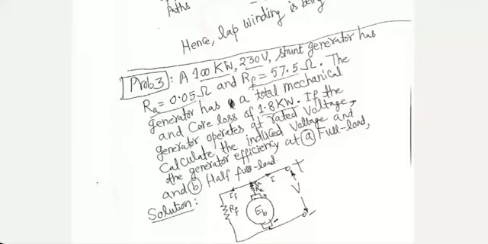Fine. On top of it, remember, there will be copper loss: IF squared RF plus IA squared RA. Then only you will get the total loss in the machine. If the generator operates at rated voltage, which is 230 volt, calculate the induced voltage. Induced voltage, induced EMF, back EMF, no load voltage, these are various words which are used for EB.